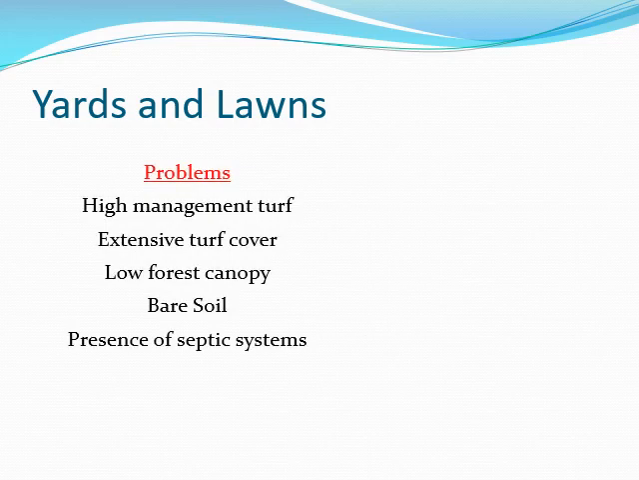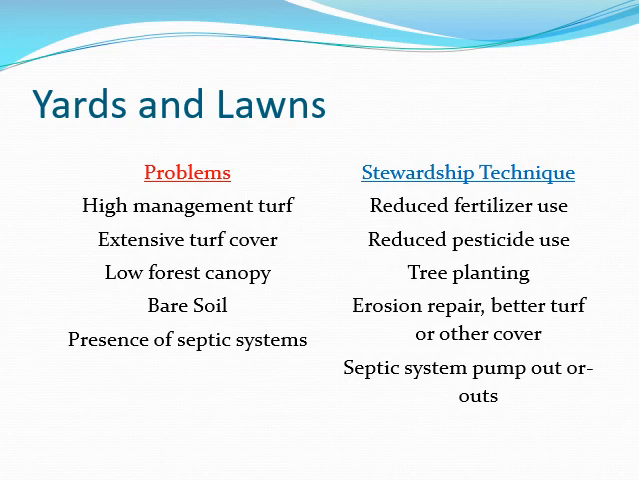So when we looked at the yards and lawns, if you were seeing some trends in some of these problems, highly managed turf, extensive turf cover, you might want to think maybe I should address either how that turf is being managed or maybe replacing some of that turf with trees or planted areas. If you see low forest canopy, maybe a tree planting program might be something that you might want to do in your community. Bare soil, you might want to think about erosion repair, better turf cover, or replacing some of that bare soil with native plants like they did in the Cedar Ridge community.